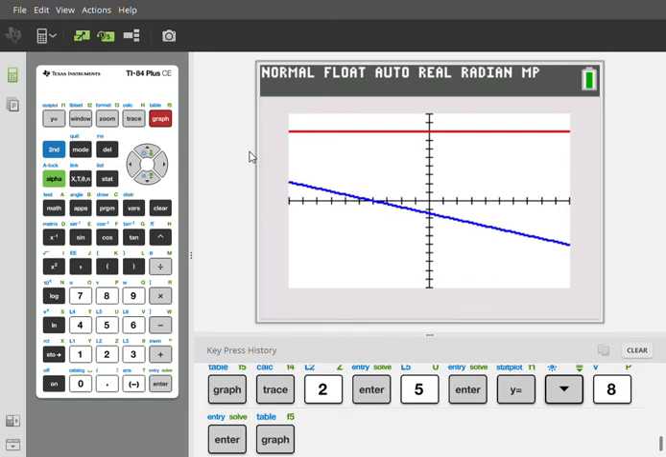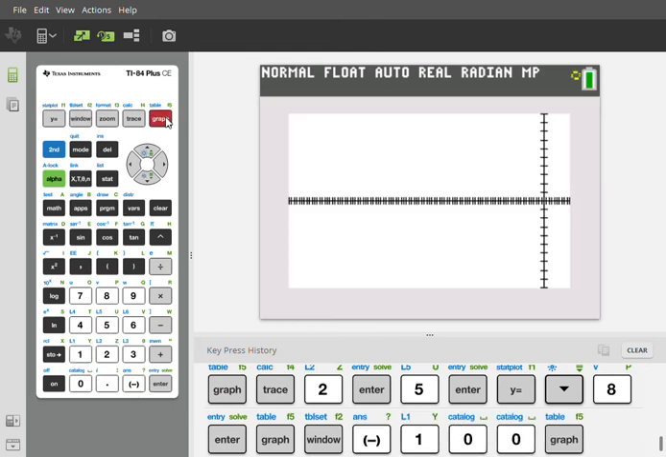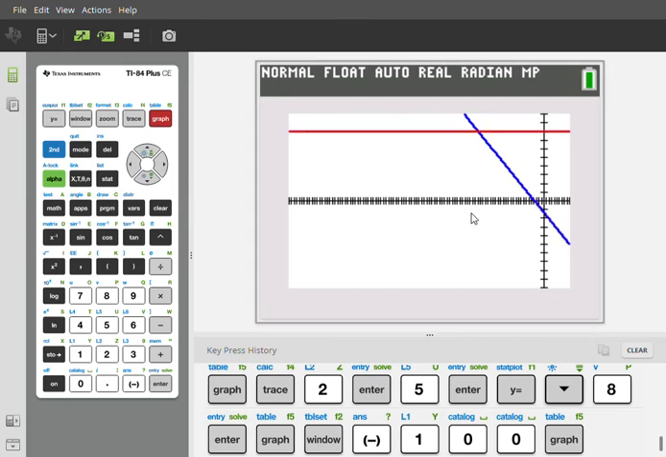But let's get that actually on the screen here by going to Window. And I'm just going to change my x min to maybe negative 100. Hopefully that's far enough to the left. We'll find out. Yeah, it is. So the x coordinate of that point is the answer.